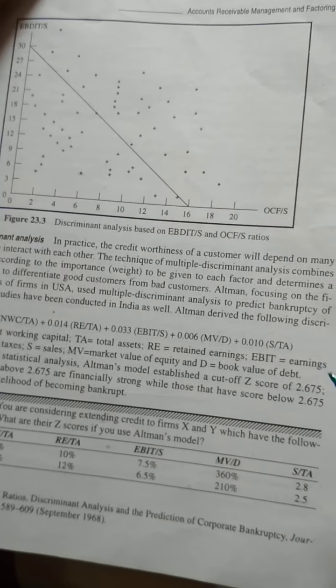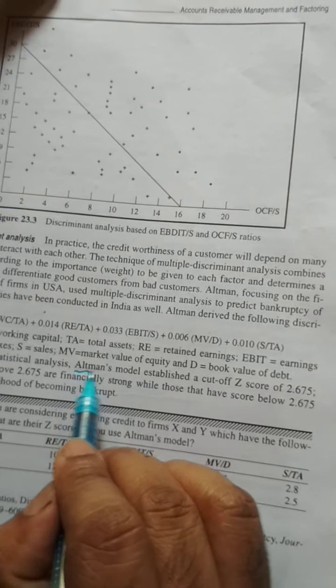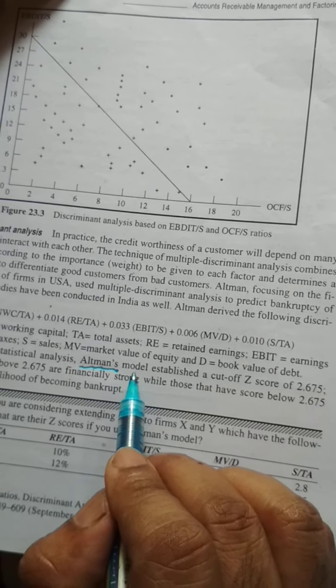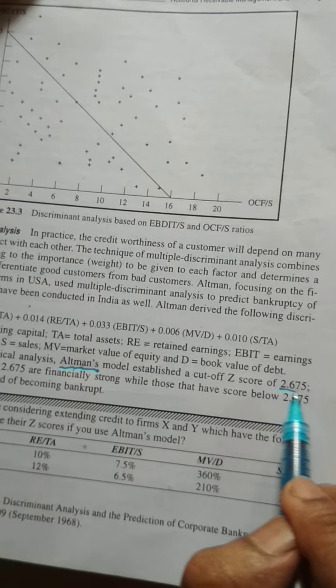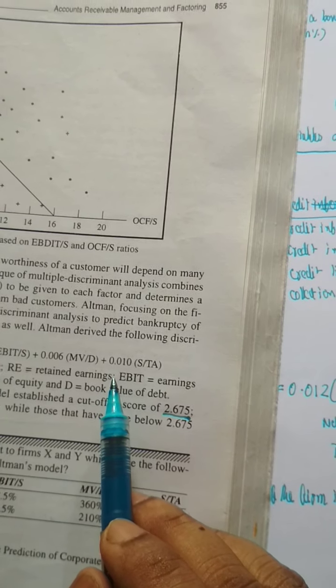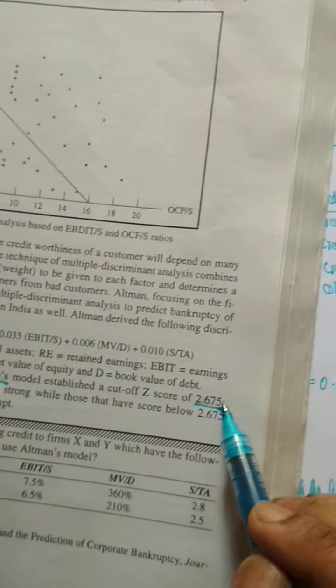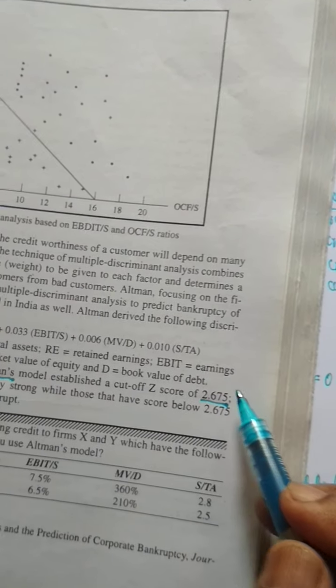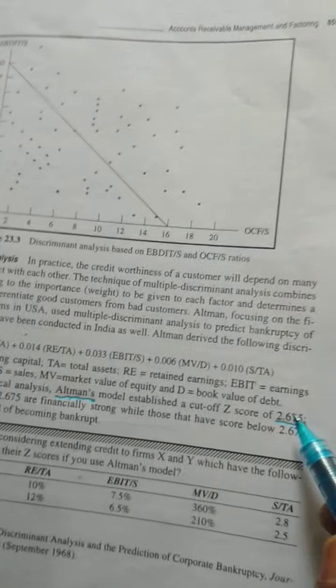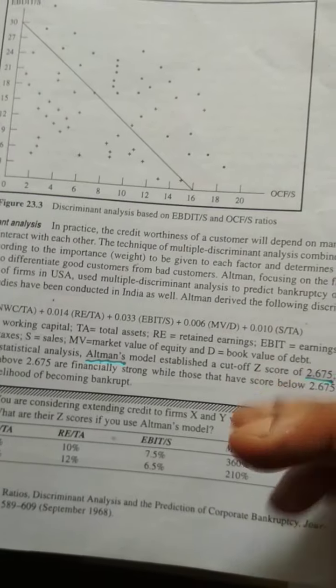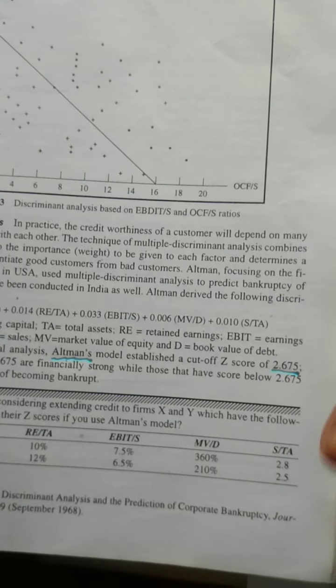For the score value, there is a cutoff given under Altman's Z score. Altman's Z score established a cutoff score of 2.675. After this calculation, if the firm is having more than 2.675 score, it is assumed to be a financially strong firm.